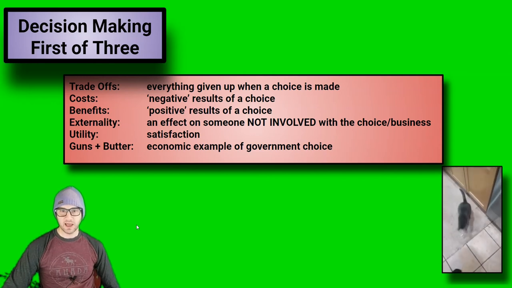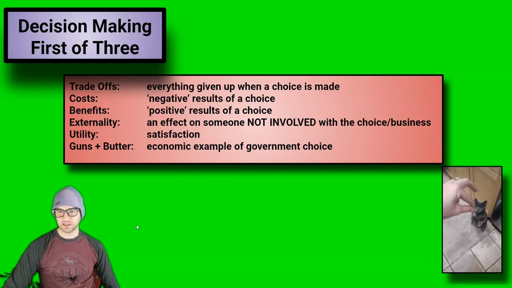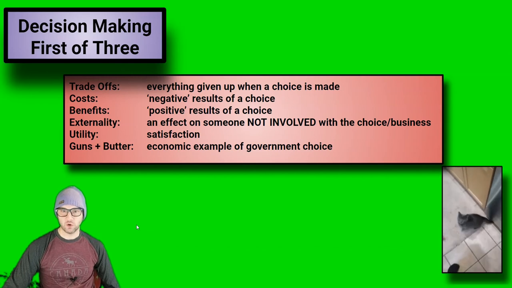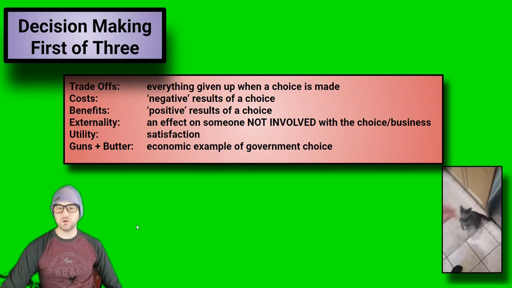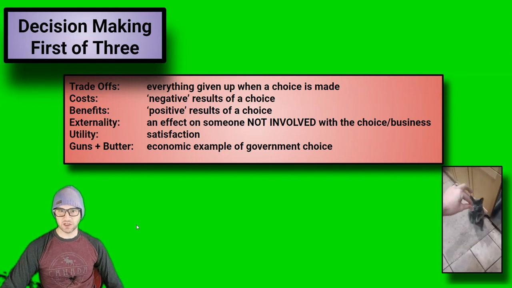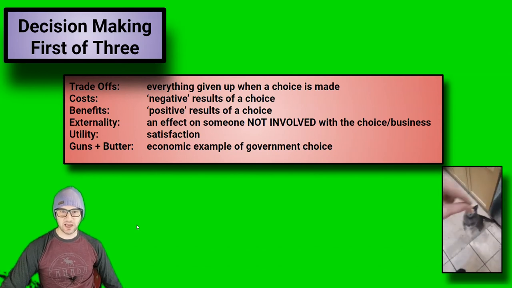Now, an economic term is externality, an effect on somebody who is not involved with the choice or the business, okay? So if you make a choice and it has an effect on someone who doesn't even know you or wasn't involved in the choice, or if you are affected by a business that made a choice and you have no relation with the business, that effect is called an externality.